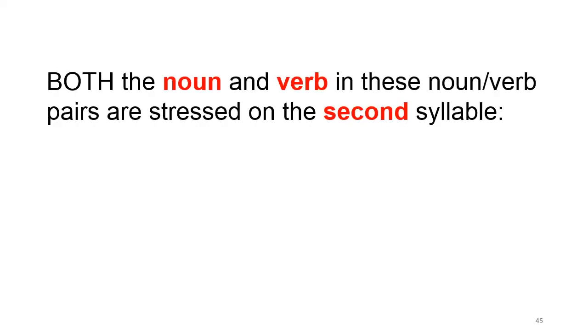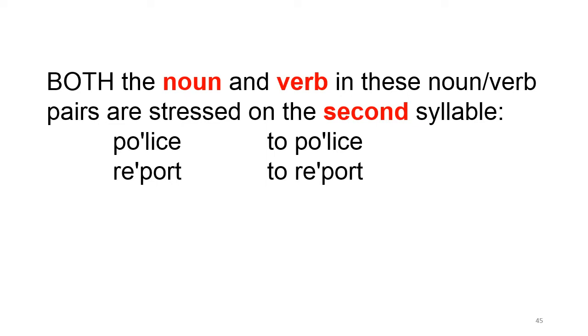Now both the noun and verb in these noun-verb pairs are stressed on the second syllable. Police to police, report to report, result to result. The stress is on the second syllable for both the noun and the verb.